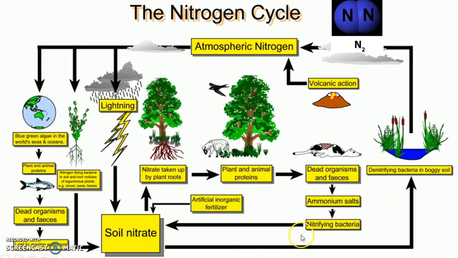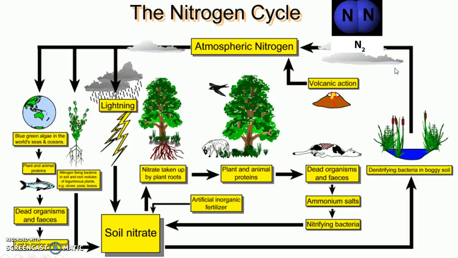As that cycle continues, you have this soil nitrate coming, the nitrates being taken up, and then organisms dying and producing feces, right? What eventually happens is in boggy soils, so this is why wetlands are so important, marshes are so important, you have denitrifying bacteria. So they're cleaning, okay? They're cleaning up the feces, the waste, the nitrates, and transform that nitrogen back into atmospheric nitrogen. All right, so that's the cycle as a whole.